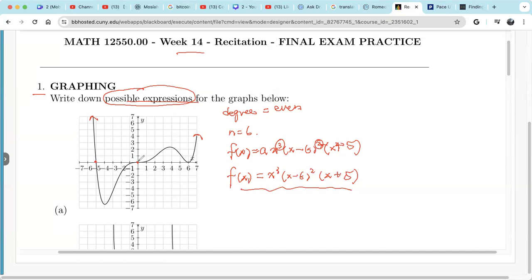You see the origin, 0, 0. If x equals 0, this is 0, because 0 times anything will be 0. And it's a degree 6 polynomial, since 3 plus 2 plus 1 is 6. We have a root of negative 5, that's x plus 5. We have a root of 0 with multiplicity of 3. We have a root of 6 with multiplicity of 2.